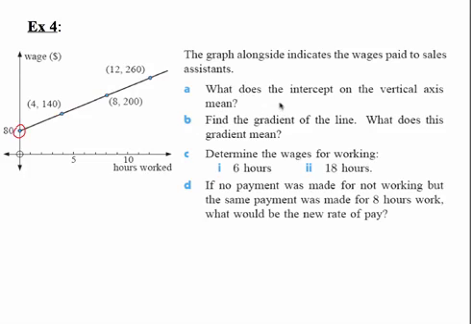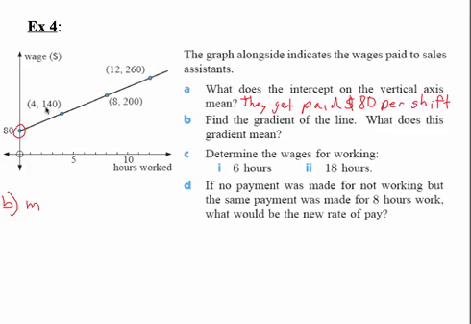Okay, so you can say that the assistants get paid $80 per shift or something. They always get $80, and that doesn't depend on the number of hours they work. Okay, find the gradient of the line. What does that mean? Well, the gradient is going to be rise over run.